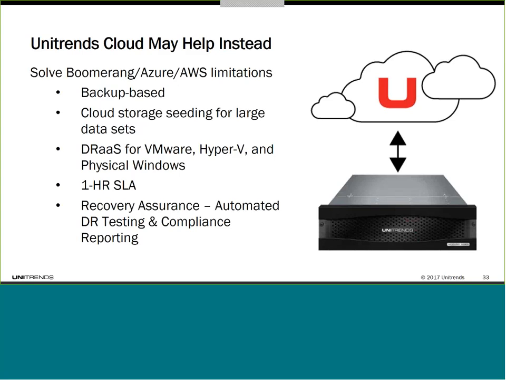But if you're not working with Unitrends, you have a different vendor that's providing backup and continuity for you, ask them about recovery assurance. Do they do automated DR testing and compliance reporting? Can you orchestrate a test and know that you can meet your recovery SLAs? If the answer to that is no from your vendor, then I would recommend you consider how you can get that particular service.